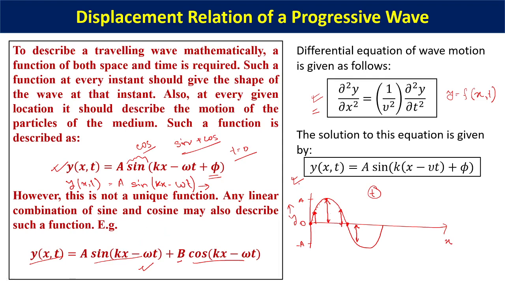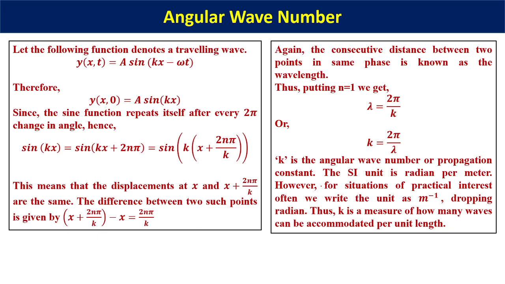So this solution which I have written over here, or many times we write this kind of solution, but just remember that this is not a unique solution. There could be other solutions too, as already I have said. The sine term could be a cosine term, or a linear combination of sine and cosine could also be a solution to this differential equation.